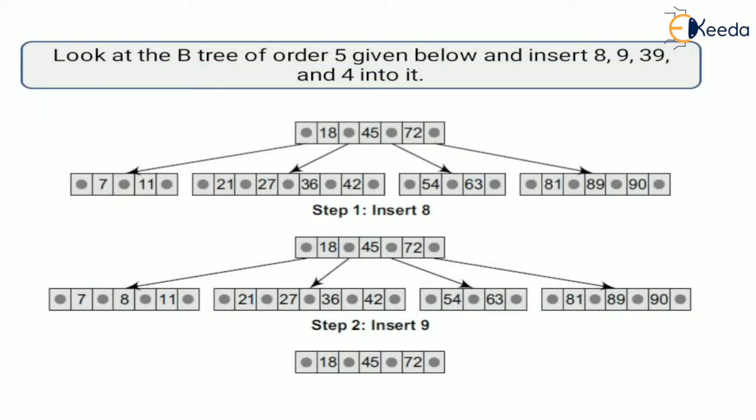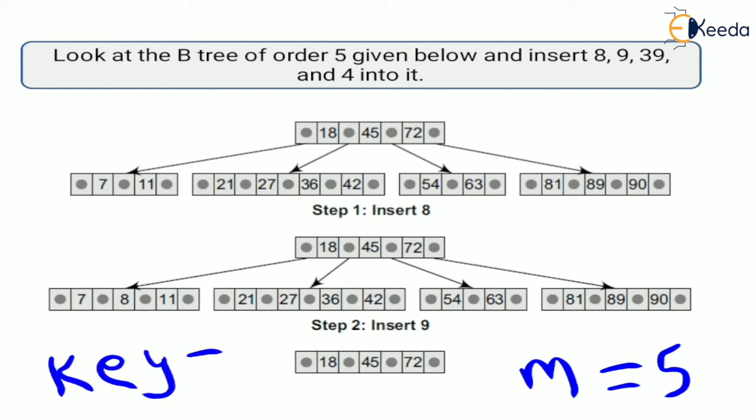Now see here. Look at the figure of a B tree of order 5 given below and insert 8, 9, 39 and 4 into it. This is one kind of B tree of order 5, so here m is equal to 5. The number of keys should be m minus 1, so the key count is 4. As we are inserting new elements inside the B tree, we have to insert a total of 4 elements, that is 8, 9, 39 and 4.